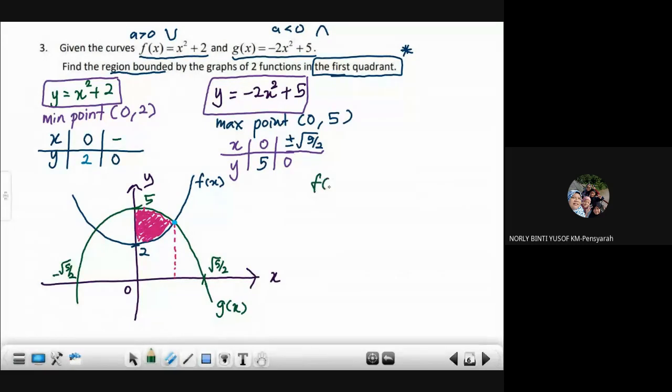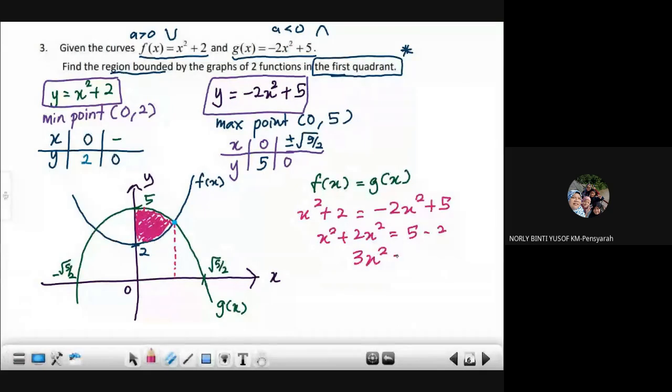So cari dulu f(x) equals to g(x) untuk point of intersection lah. Walaupun soalan tak suruh cari, tapi kita kena cari untuk dapat upper limit. So samakan. And then solve, here will be x squared plus 2x, 5 minus 2. So you akan dapat 3x squared, 3 and then x squared will be 1. So x should be plus minus 1. But square root kan? Square root 1 lah asalnya kat situ, will give you plus minus 1.